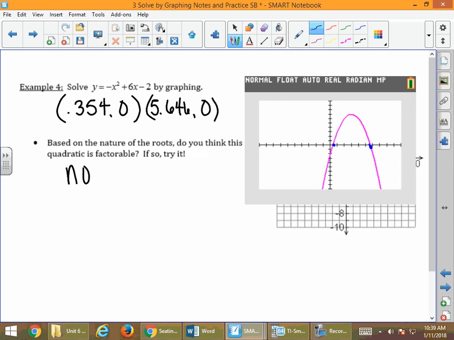In general, if we get a big long decimal like that for our answer, and I know the Inspires, it doesn't show up as much, but if you get a big long decimal like that, in general, you can't factor.